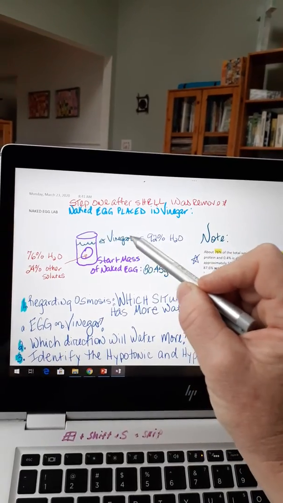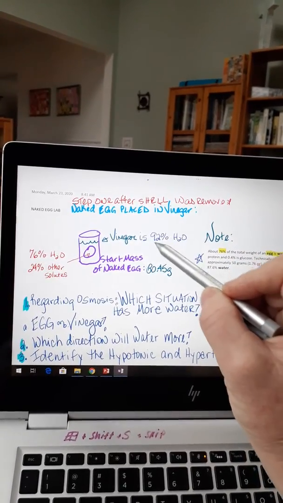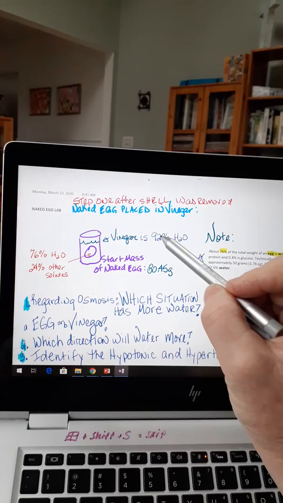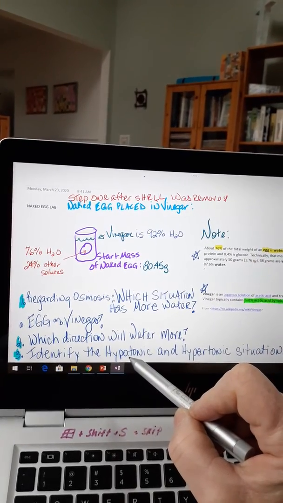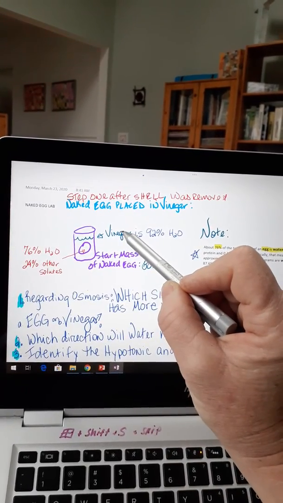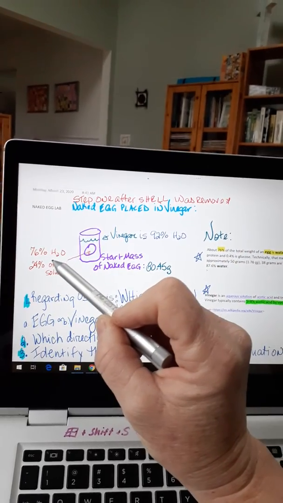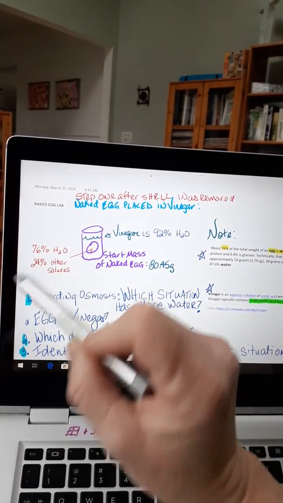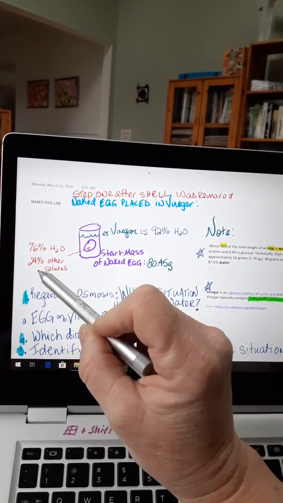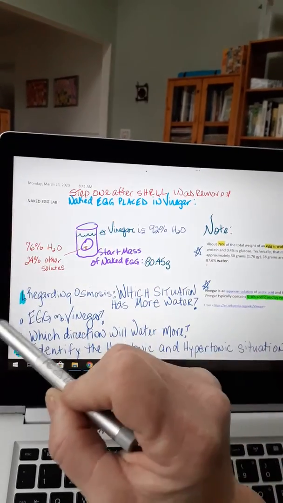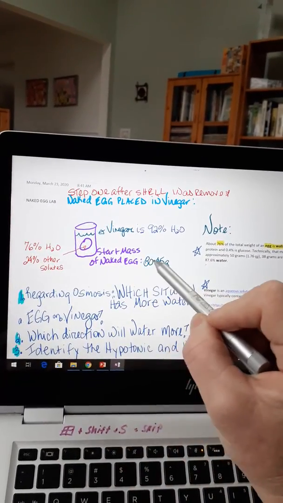If not, just remember it always flows from high to low, and the high is always going to be hypotonic. So the vinegar is hypotonic, and the egg is hypertonic. Water's going to rush into the egg, and the egg will swell or gain mass.